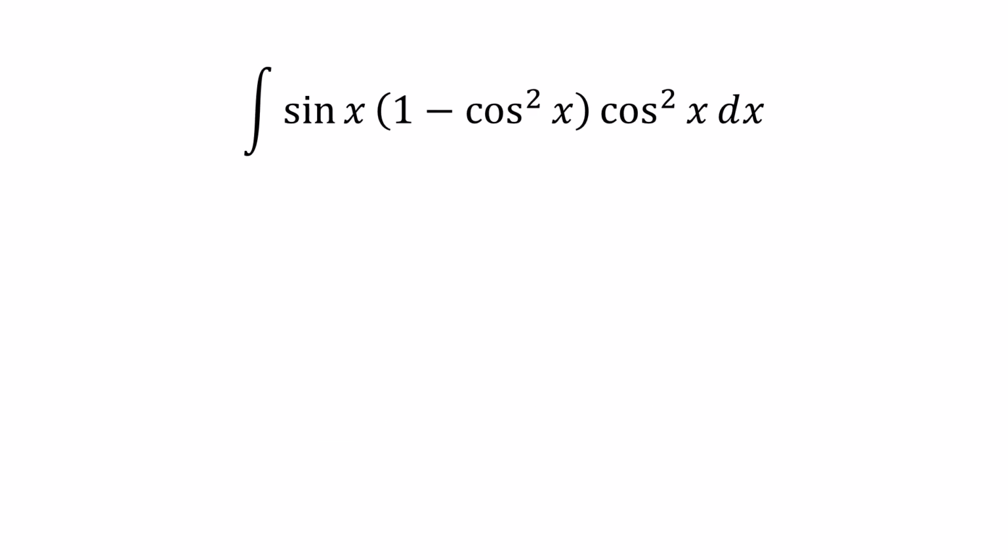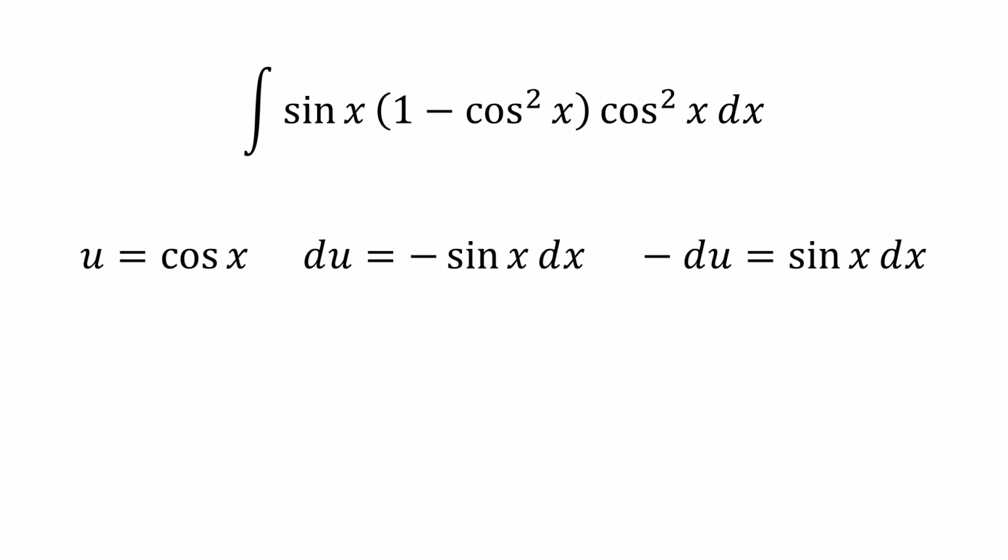We now let u equals cosine of x. The differential is then du equals minus sine of x dx. Multiplying both sides of the differential by -1 then gives minus du equals sine x dx.